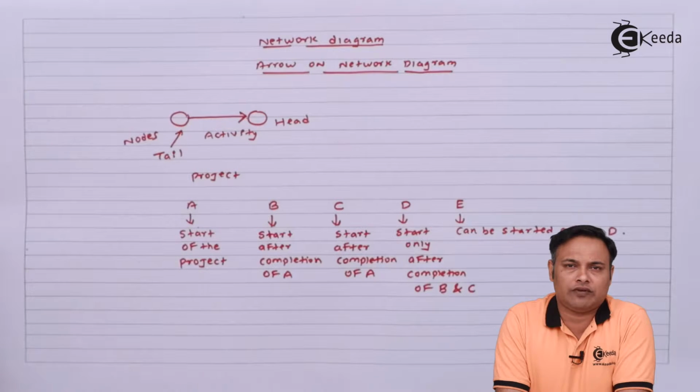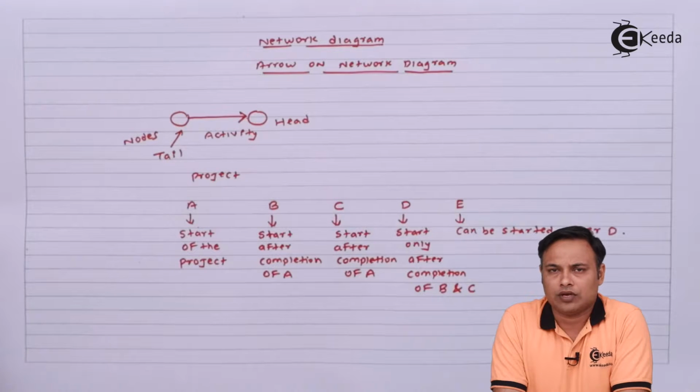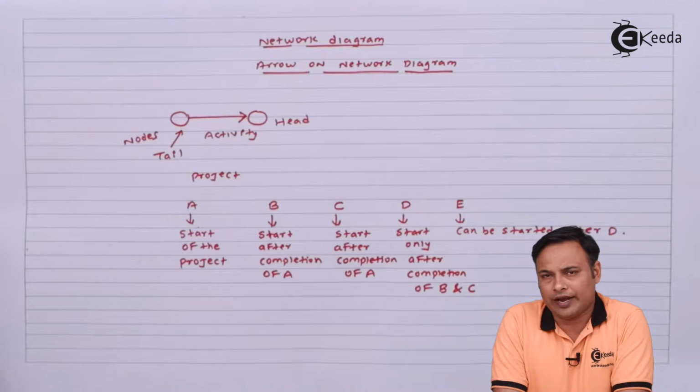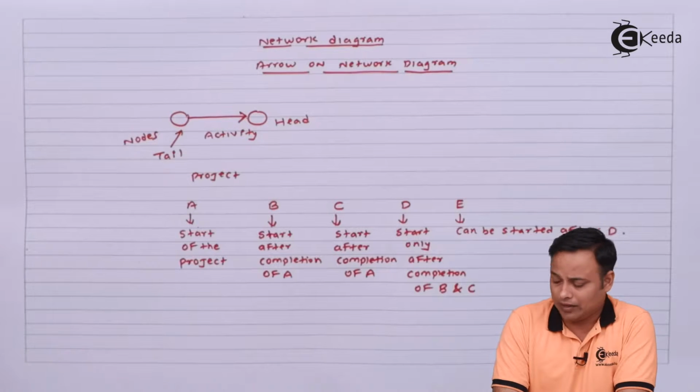Based on the given information, we need to prepare a network diagram, also called an arrow network diagram. This diagram will have multiple activities which will be connected with each other through these circles called nodes. The start of the activity will be called the tail and the end of the activity will be called the head. So let's see how to draw the network diagram.